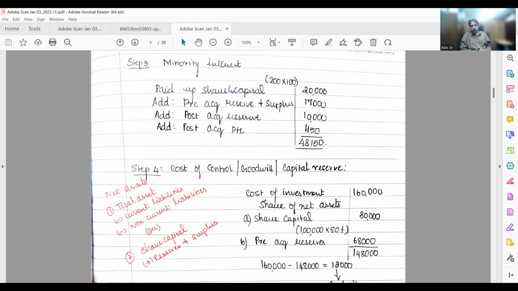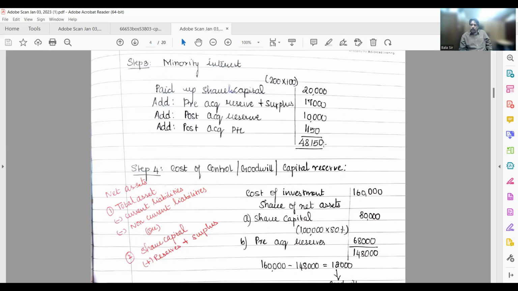Step number 3. Minority interest. We're going to calculate minority interest. Always remember there are 3 possible numbers in minority interest. One is the share capital that you are holding, plus all your pre-acquisition reserves and surplus, and post-acquisition reserves and profits. Maybe it'll be 2 line items, agreed?